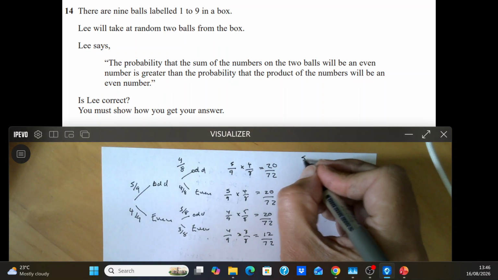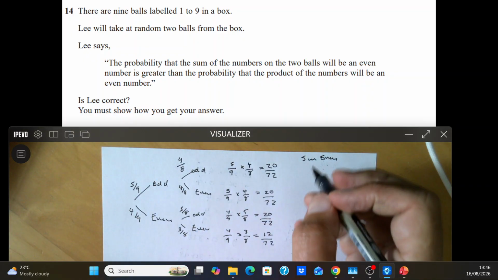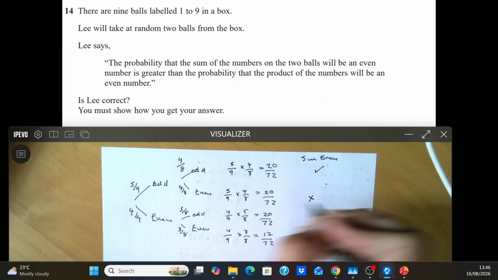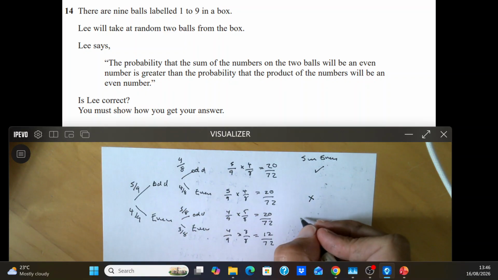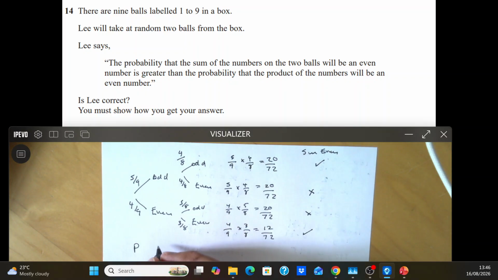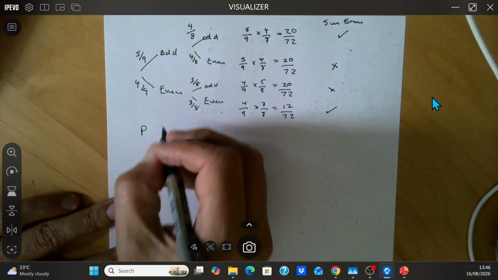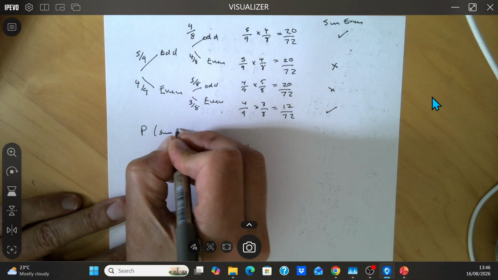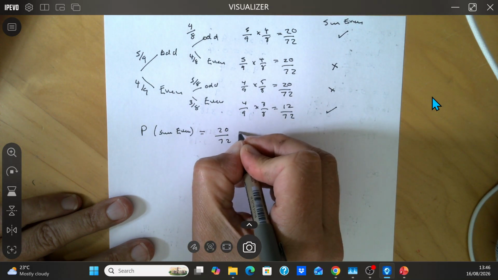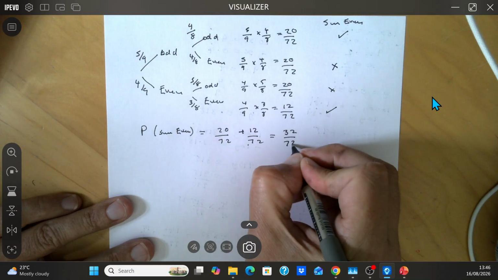Now, if I think sum even, odd plus odd gives me an even sum. Odd plus even gives me odd, so no. Even plus odd, no. Even plus even, even. So probability, I'm just going to make this bigger now because we don't really need to see the question. Probability sum even equals 20 over 72 plus 12 over 72, which gives me 32 over 72.